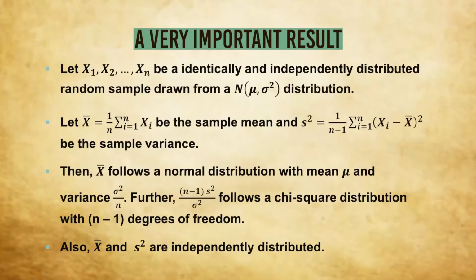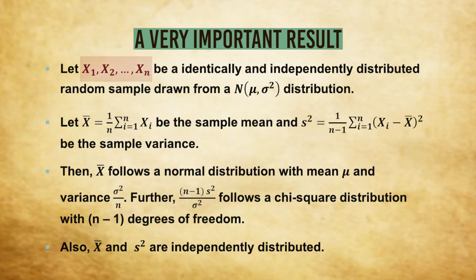Now we come to a very, very important result. We have to remember this result because in later lectures we will use this result. Let x1, x2, ..., xn be identically and independently distributed random samples drawn from a normal mu, sigma square distribution. Now let me clarify the terms identically and independently distributed.